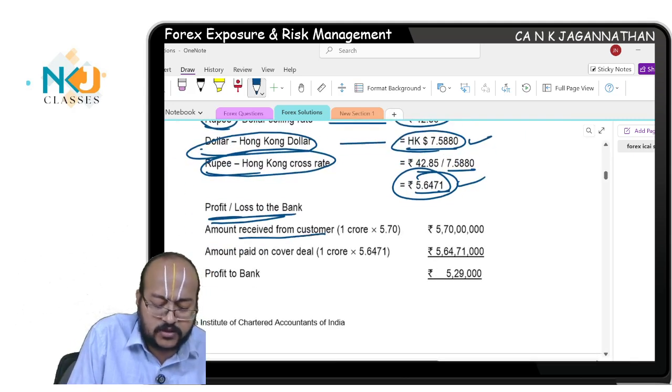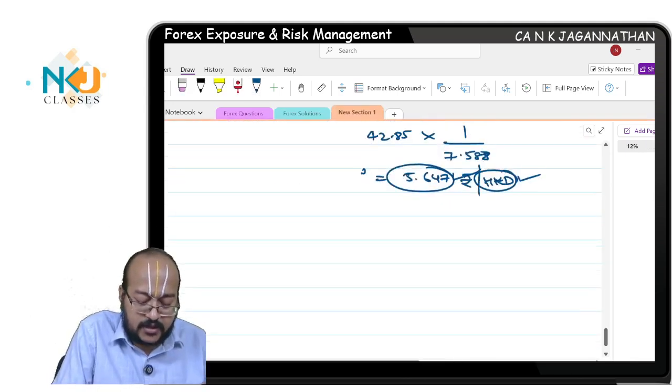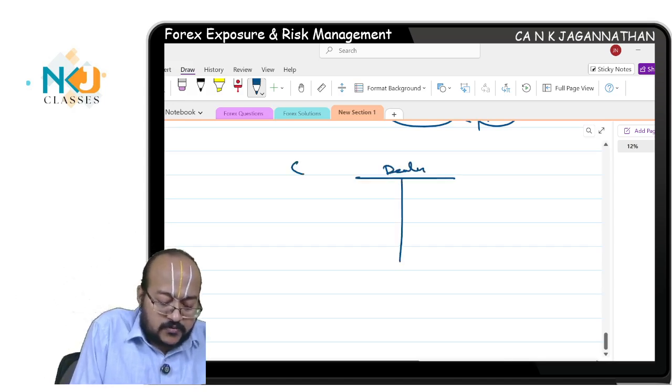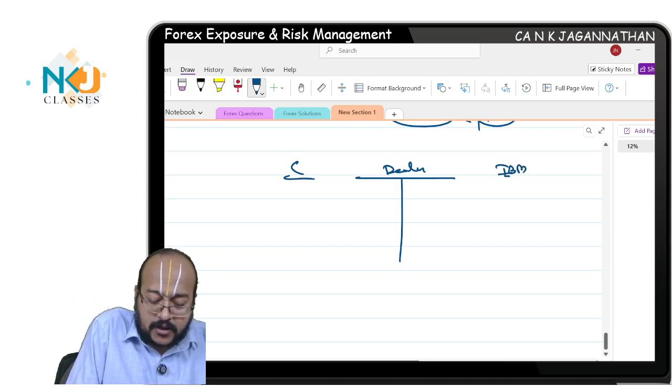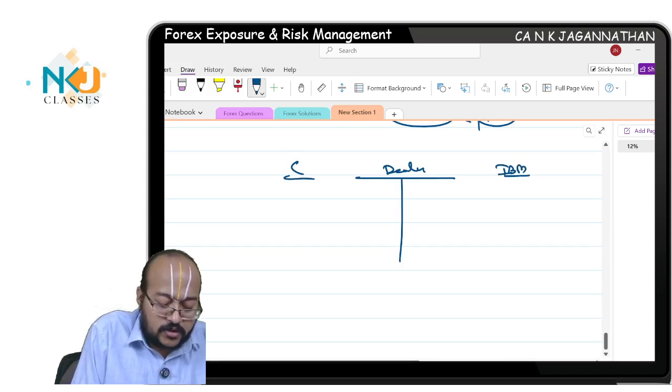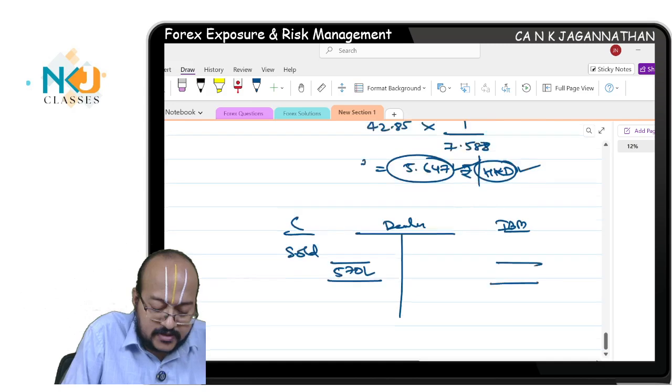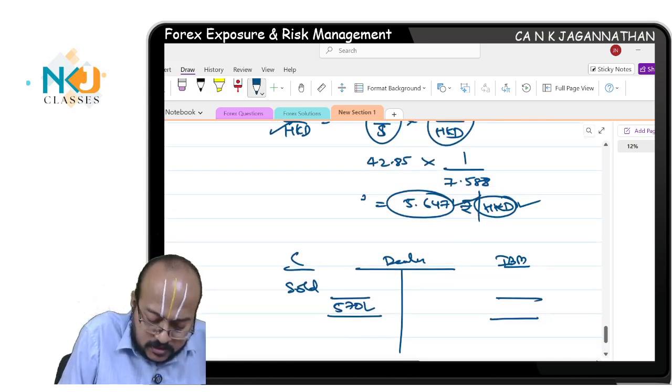Now, profit and loss to the bank. Very simple. Amount received from customer: 1 crore divided by 5.7. This I told you. See, find it in the dealer account. What happens with the customer and with the interbank market? Like this you can visualize. Here he has sold at 5.7. Sold this much, 570 lakhs, I told you. Right? This is the value. Here the purchase price is 5.647.